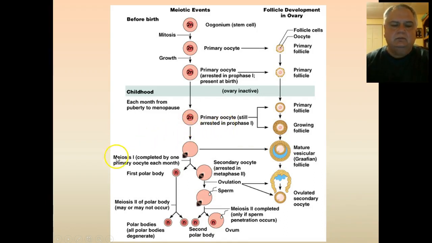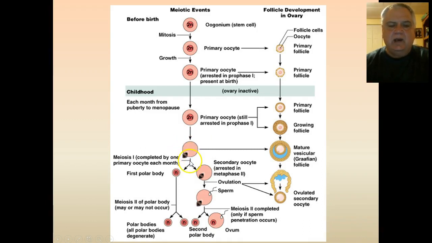Okay, now, at this time, while this is maturing in the Graafian follicle, what will happen? Meiosis 1 will now be completed by one of the primary oocytes in the Graafian follicle each month. Sometimes 2 in the case of, let's say, fraternal twins. Okay? Now, as a result of the first meiotic division, what's going to happen? Remember, the first meiotic division is going to reduce the chromosome number by half.